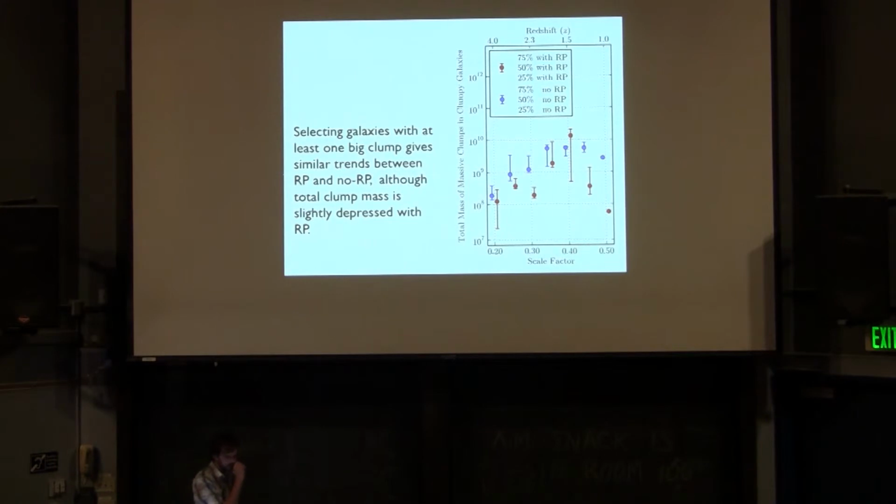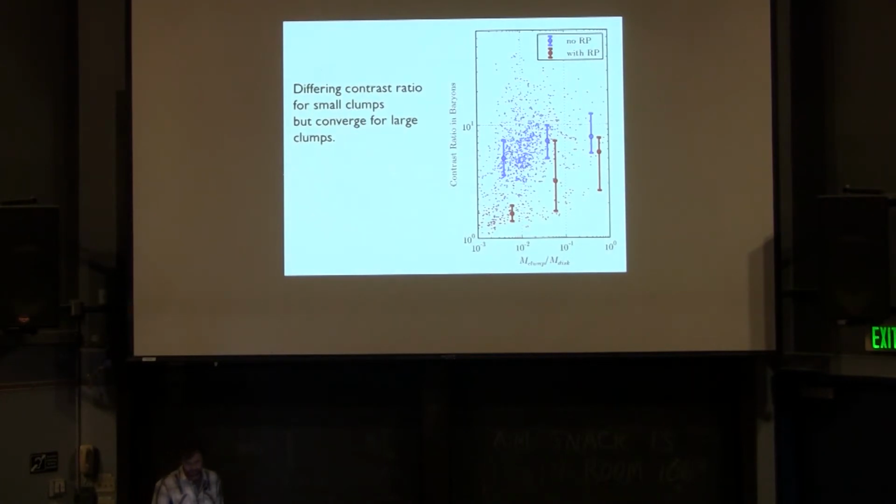The takeaway here is that the trends are roughly similar between the radiation pressure and no radiation pressure cases. They still peak at about z of 1.5 and decline afterwards. And I think this mirrors the number of clumps plot, so this makes quite a bit of sense. Maybe the only other thing to take away from this plot is that in the radiation pressure simulations, the masses are still being depressed by a factor of 2 or 3, and that makes sense because that's the overall effect of the radiation pressure feedback.